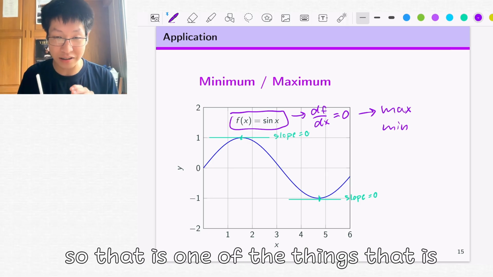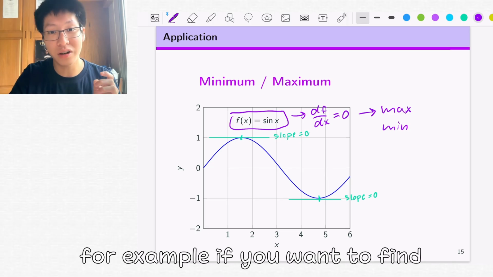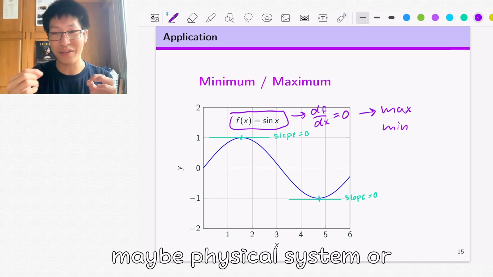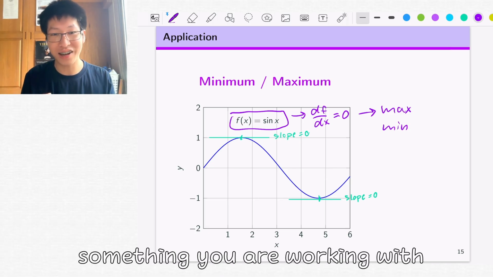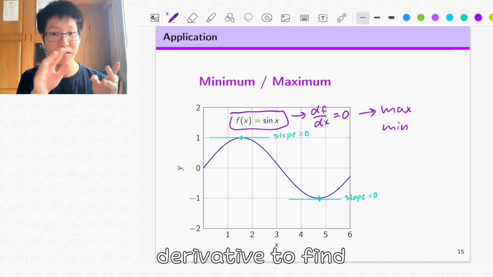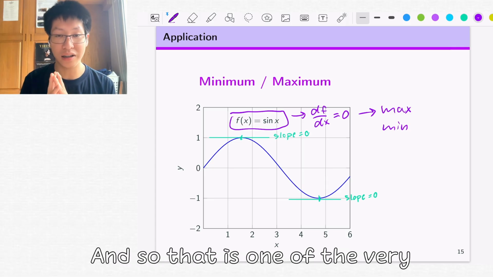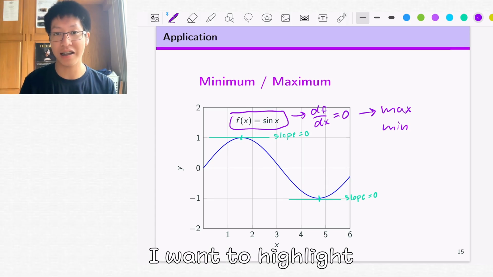So that is one of the things that is really commonly used with derivatives. For example, if you want to find the solution in maybe a physical system you are working with that has the highest value or the lowest value, then you can actually use the derivative to find those values themselves. And so that's one of the really common applications of derivatives I want to highlight.